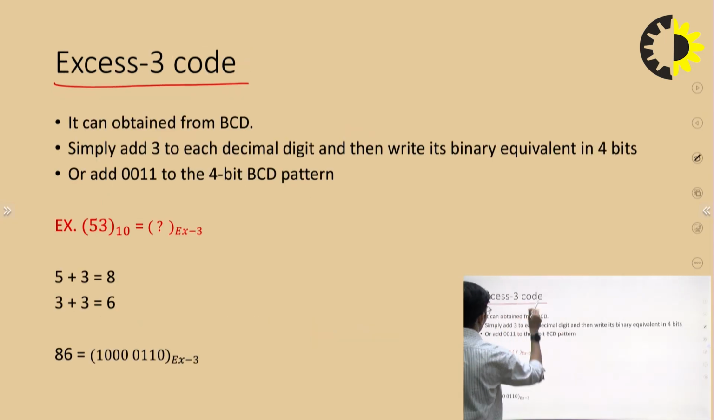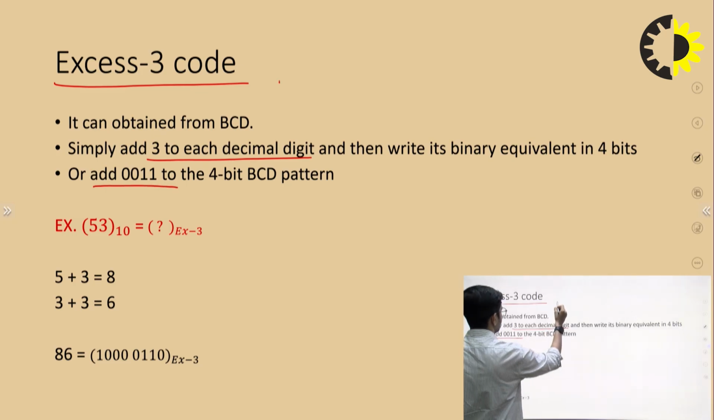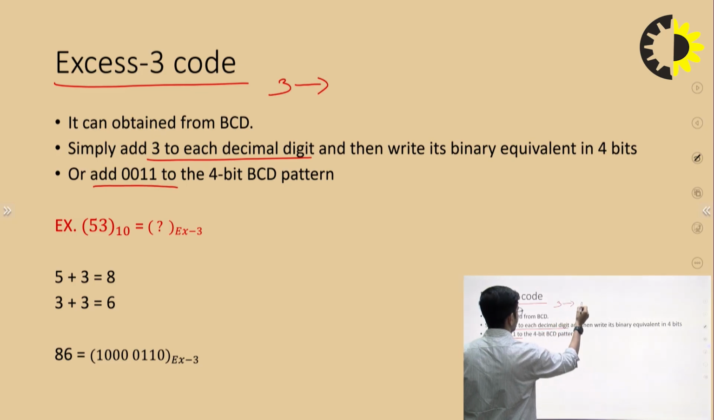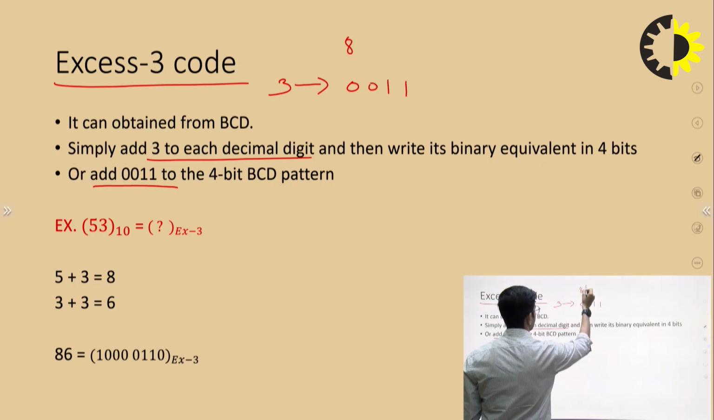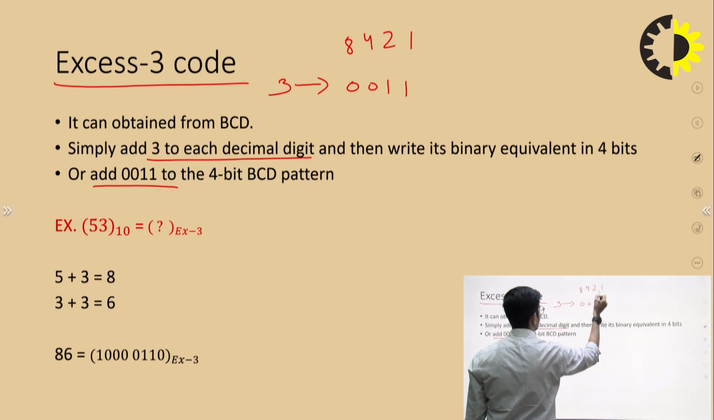Next is the excess-3 code. What is it? Excess-3 can also be obtained from the BCD number. We simply add 3 to each decimal digit, or if we use the binary equivalent, we add 0011, because the binary representation of 3 is 0011 if we are using the 8421 weighted code.